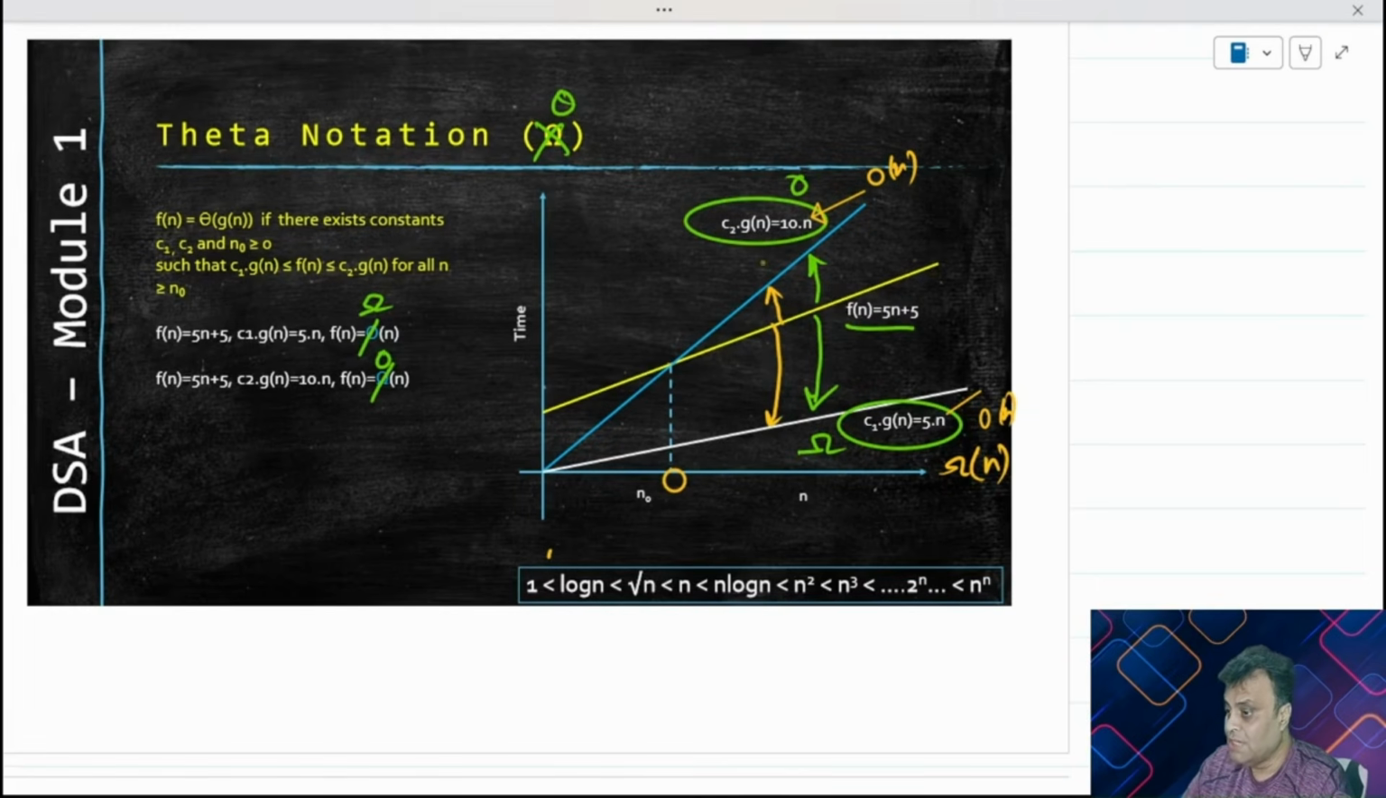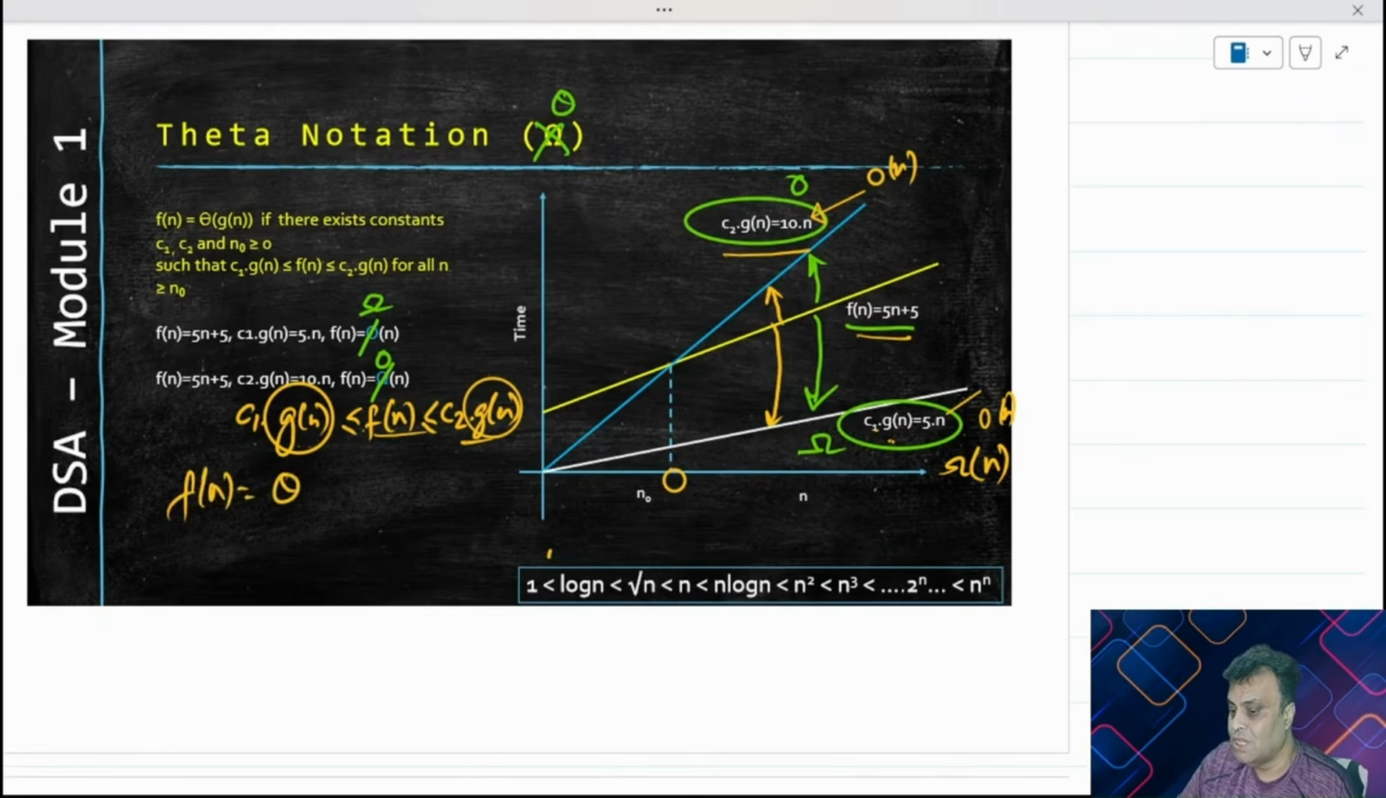And what we are seeing, because we have a common Gn here, that is our C1.Gn is less than or equal to Fn, is less than or equal to C2.Gn, is getting satisfied. Fn is above C1 Gn, Fn is below C2 Gn, and we have a common function Gn. And therefore we can say that Fn is equal to theta of Gn, that common function, and that is equal to theta of n.